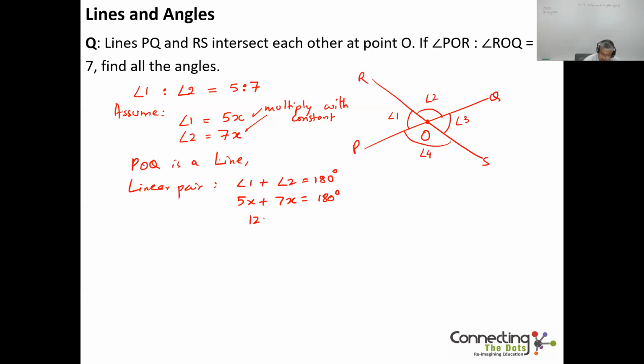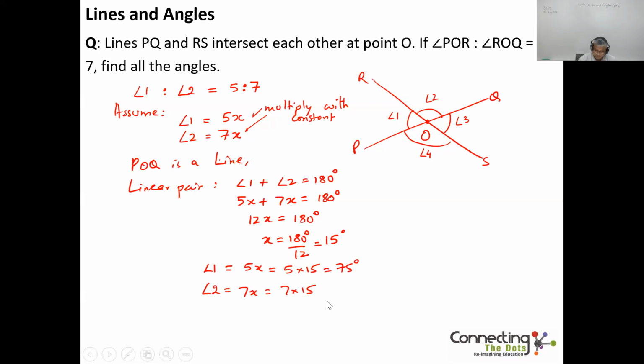That is 12x equal to 180 degrees. So x equals 180 degrees divided by 12, and if you do it, you will get 15 degrees. So angle 1 is 5x, which is 5 into 15, 75 degrees. And angle 2 is 7x, 7 into 15, which is 105 degrees. So now you know this is 75 degrees, this is 105 degrees.